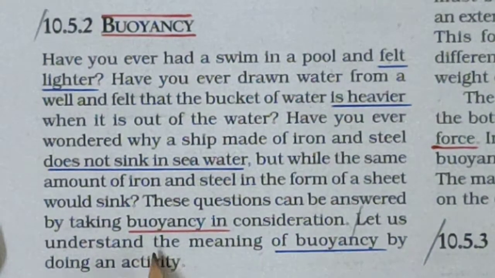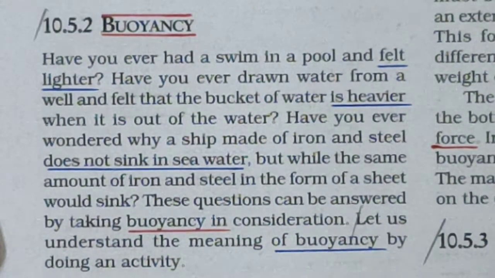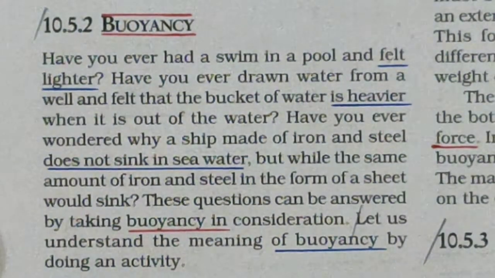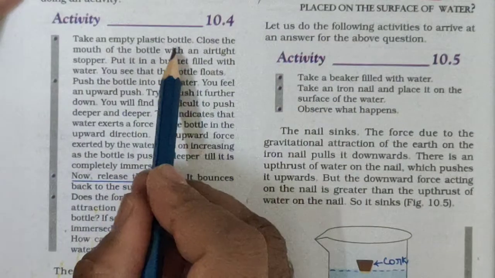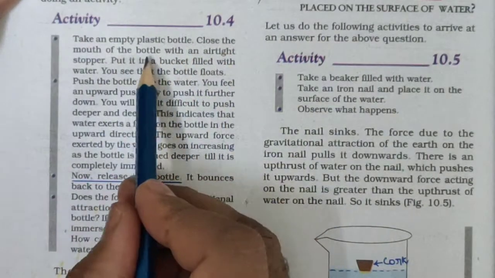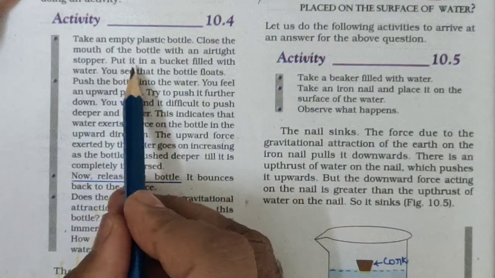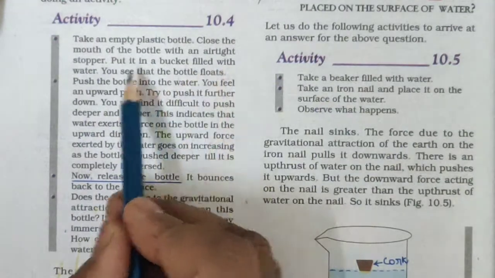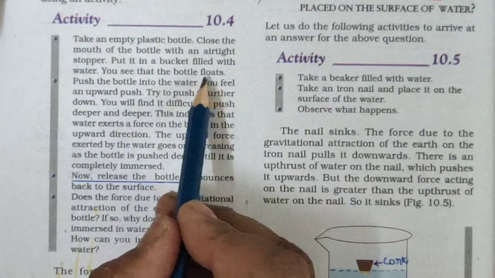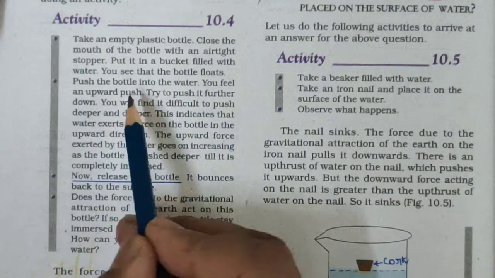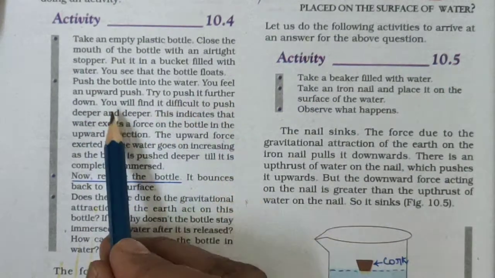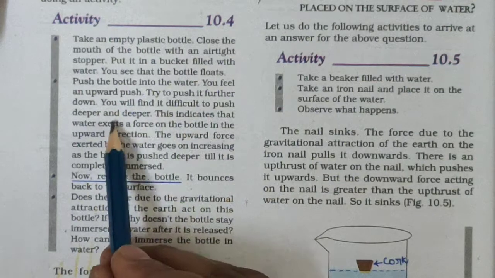Let us understand the meaning of buoyancy by doing an activity. Take an empty plastic bottle, close the mouth of the bottle with an airtight stopper, and put it in a bucket filled with water. You see that the bottle floats. Push the bottle into the water. You feel an upward push. Try to push it further down. You will find it difficult to push deeper and deeper.